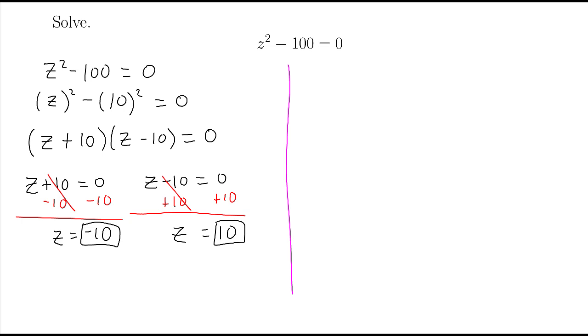Okay, that's using factoring. Now if I wanted to use the square root property, I would need to get z squared by itself. So I'm going to work it out like that as well. To use the square root property, maybe I'll label these. This is factoring, so that you can use the zero product property. This is going to be the square root property.